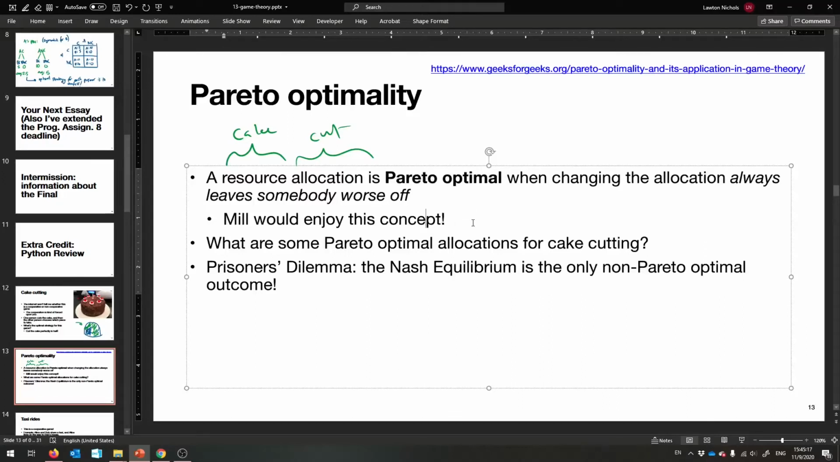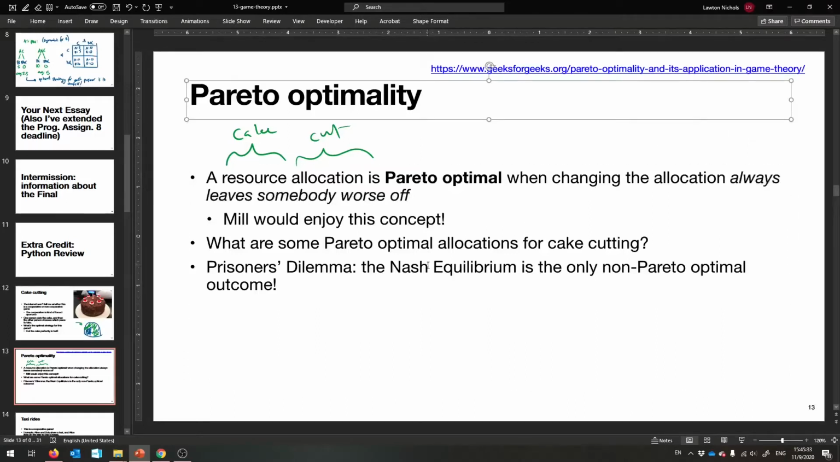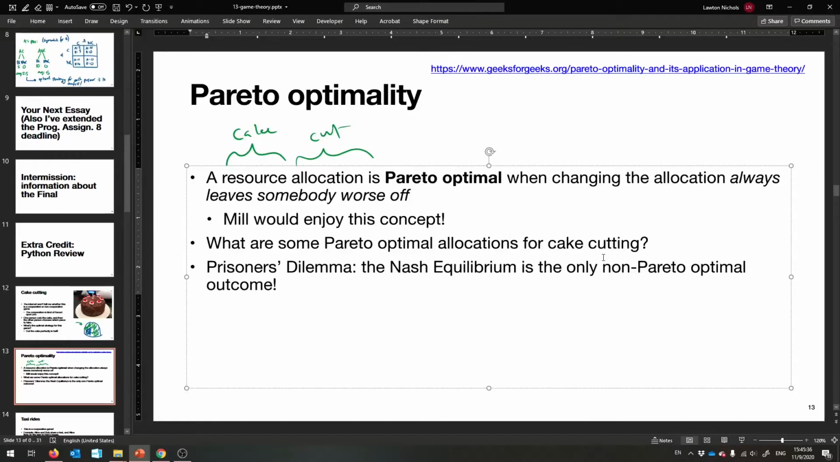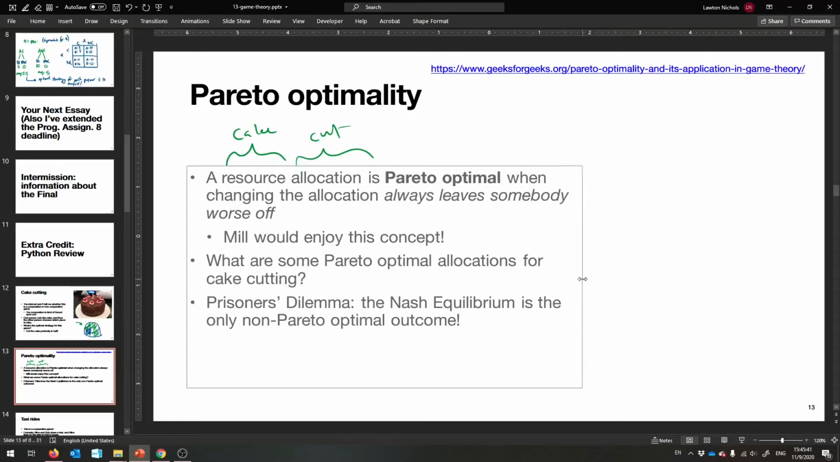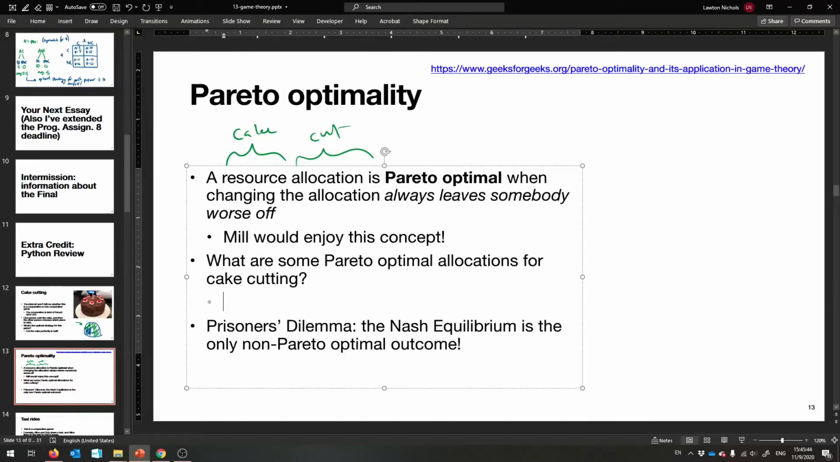Okay, and so this is really nice and fair, and I think that John Stuart Mill would have a lot of fun with this concept because it's kind of utilitarian. Like it's always looking for the good for as many people as possible. Okay, it's averaging out the good for everyone. So let's talk about some Pareto Optimal allocations for cake cutting. So remember, what kinds of cake cuts would make it so that if you were to change the cut, somebody would be worse off?